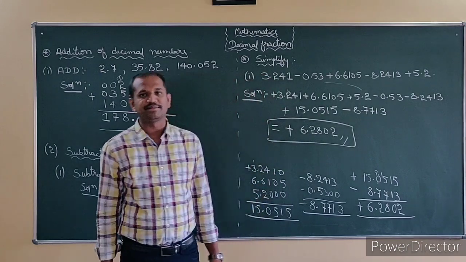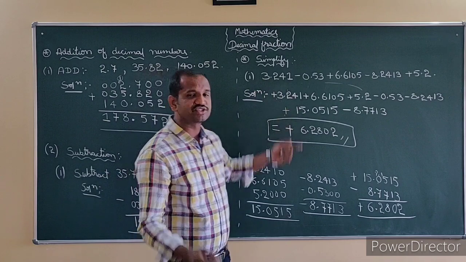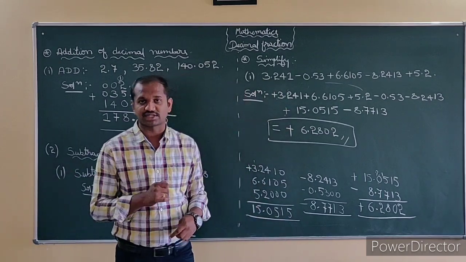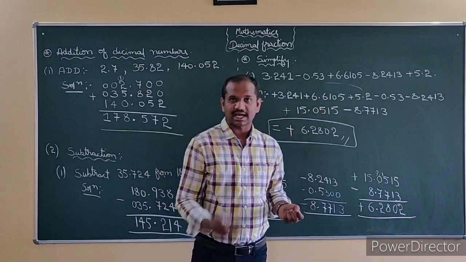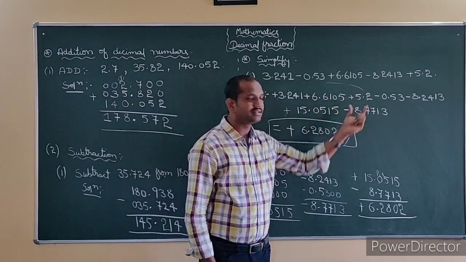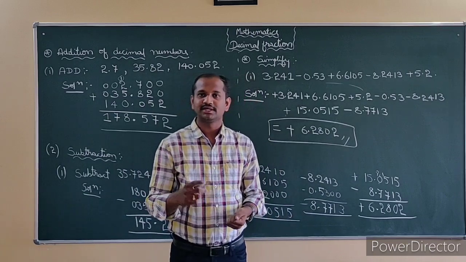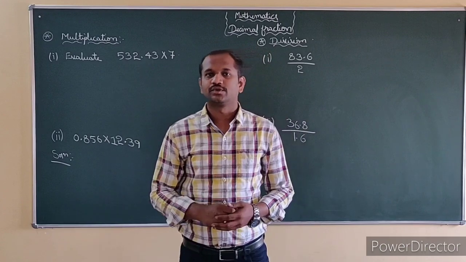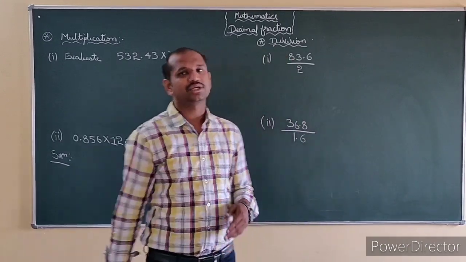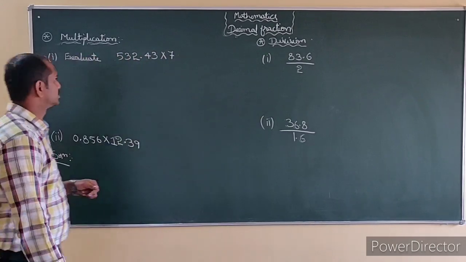Understood how to do the simplification problem? Very easy. So before you start simplification, always arrange the terms. It doesn't mean only decimal fractions. Arrange the like terms together, that is, arrange the like signs together. That makes the problem much simpler. I hope you have understood this. So next we have multiplication and division. Let us see how multiplication and division work in the case of decimal fractions.